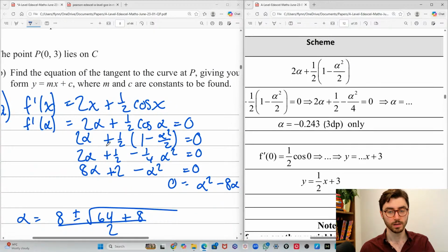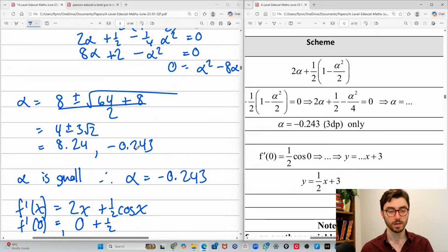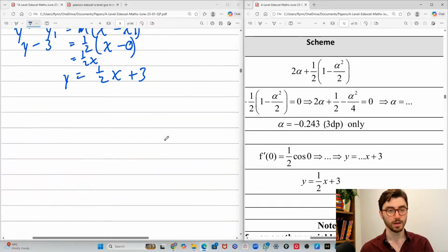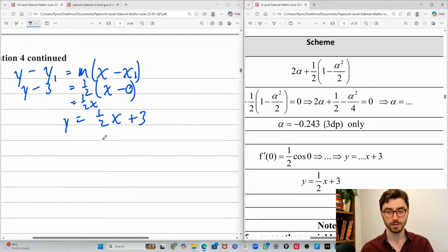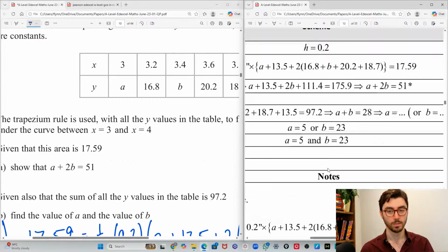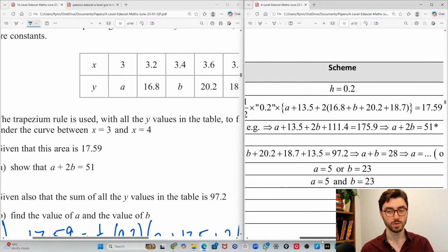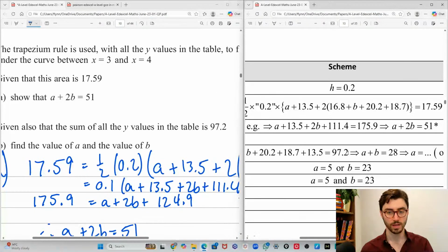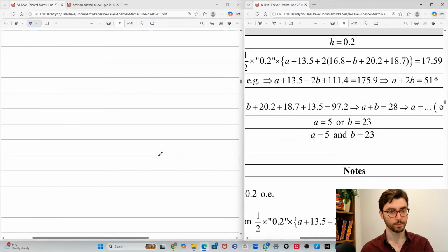So here, you get plus a half minus a quarter alpha squared equals 0, which gets you to here. Perfect. Y equals half x plus 3. Great. Show this thing. Yep, you do your trapezium rule, and you get the equation they gave. You follow it through, you get 5 and 23. Perfect.